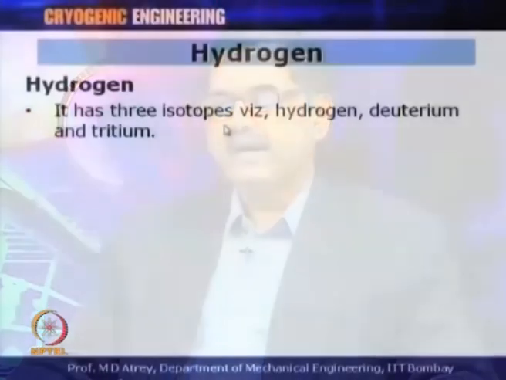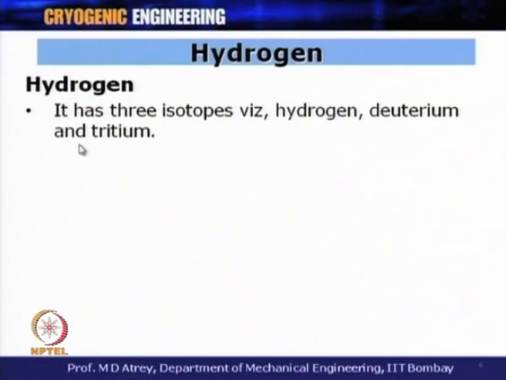Now, some general information about hydrogen. It has 3 isotopes: hydrogen, deuterium and tritium.